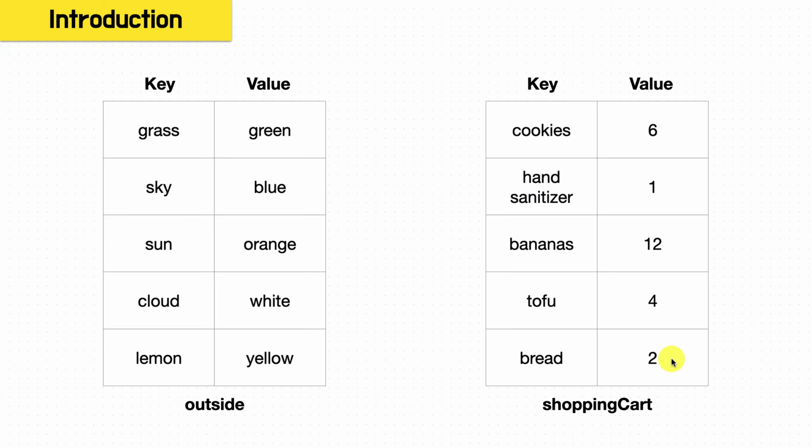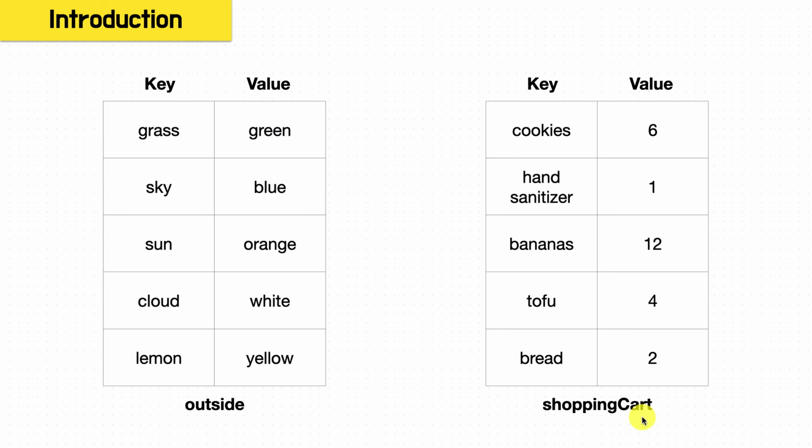So we declare the outside hash table, we have keys of things we find outside, and then for the value, we store the color of that thing. Or here on the right, we declare a shopping cart. So we're storing the items of a shopping cart in a hash table. The keys are the names of the items in the cart, and the value is the quantity that we have stored in the cart. So we can see this kind of mapping and naming is very intuitive. We have a shopping cart with items and their quantity.